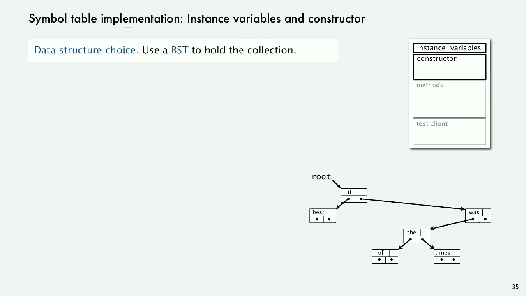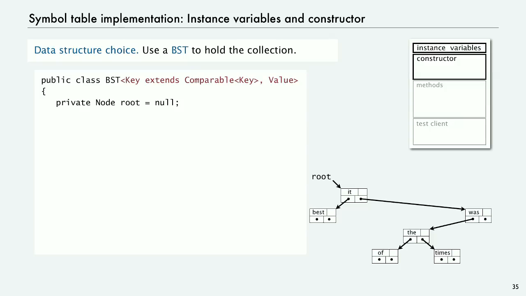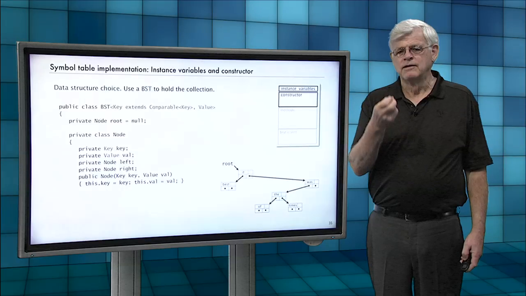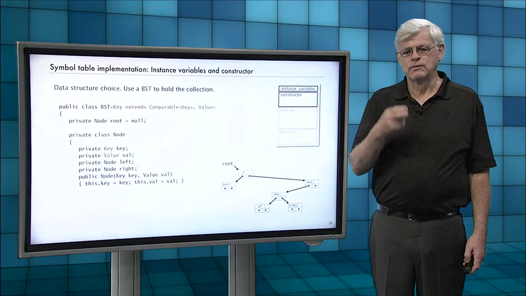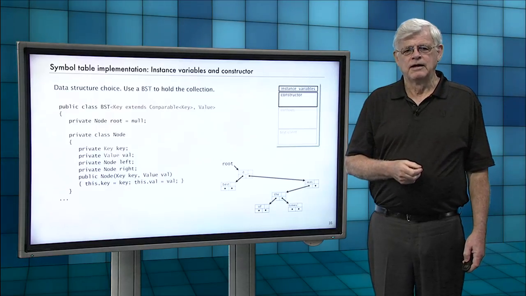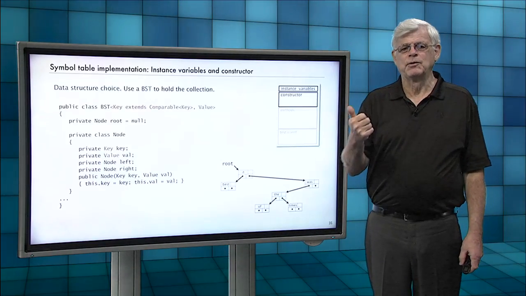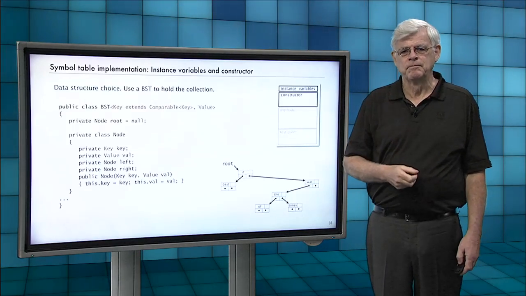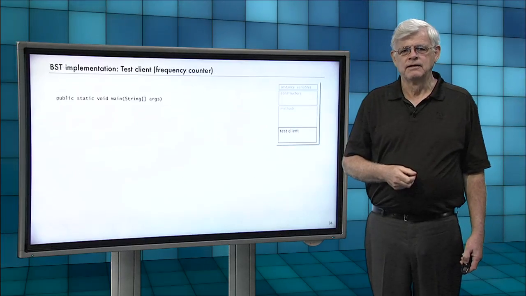Okay, so we've made the data structure choice that we're going to use a BST. So what do the instance variables and the constructor look like? Well, there's only one instance variable, that's the root. Now we do need this private class that we're going to use to build up the binary search tree, and it's got those fields, key and value, and then references to the left and right subtree, and then a small constructor that will initialize the key and value. And that's it. That's one instance variable, and then the private class that describes the data type that is a node.